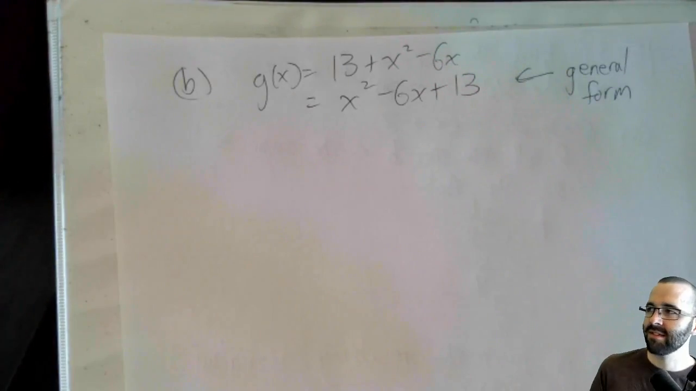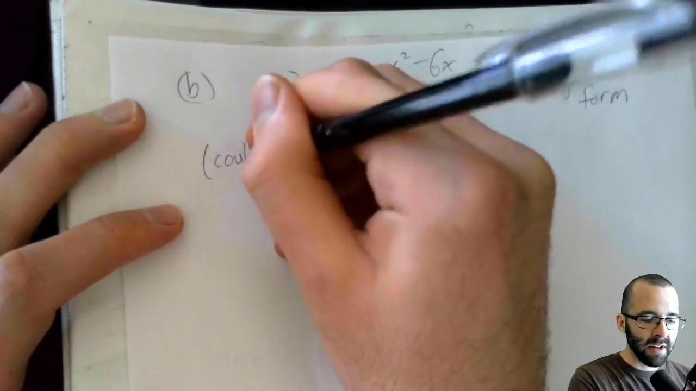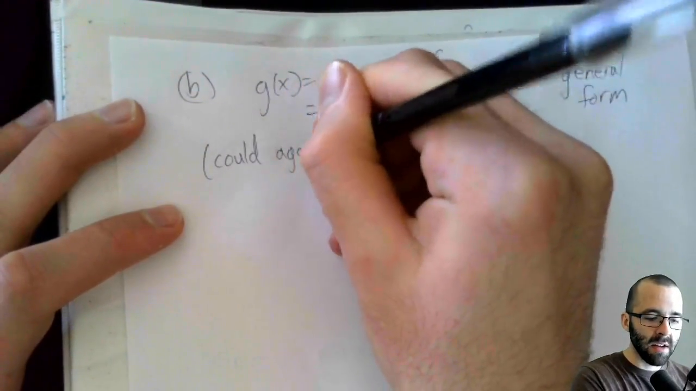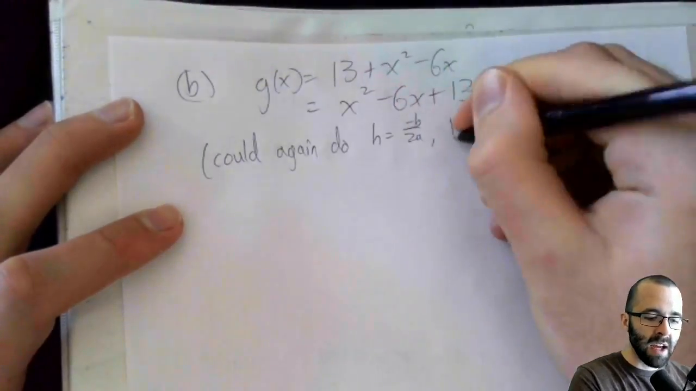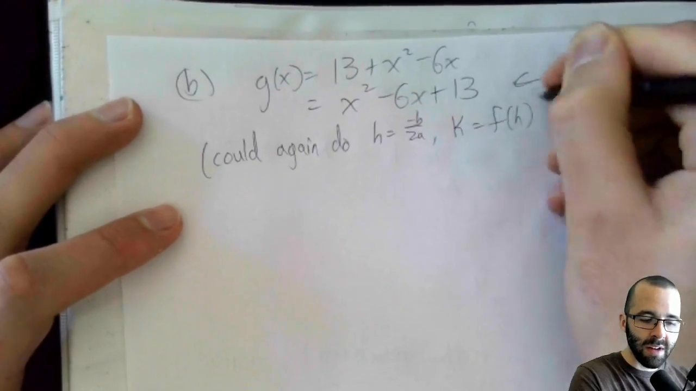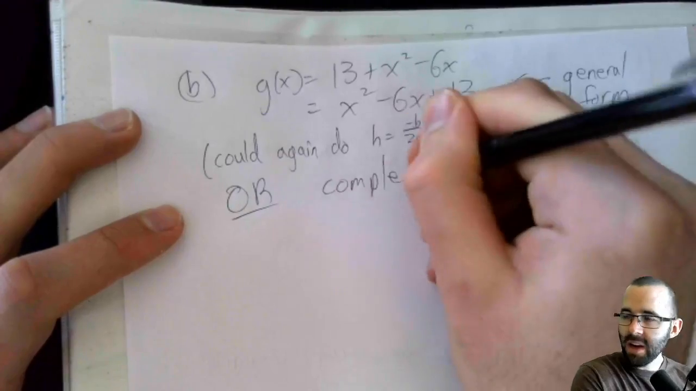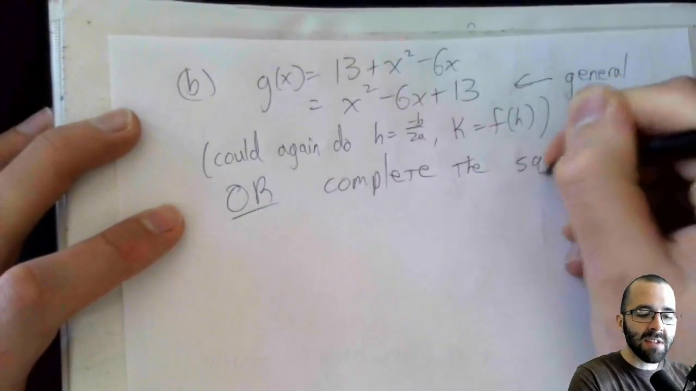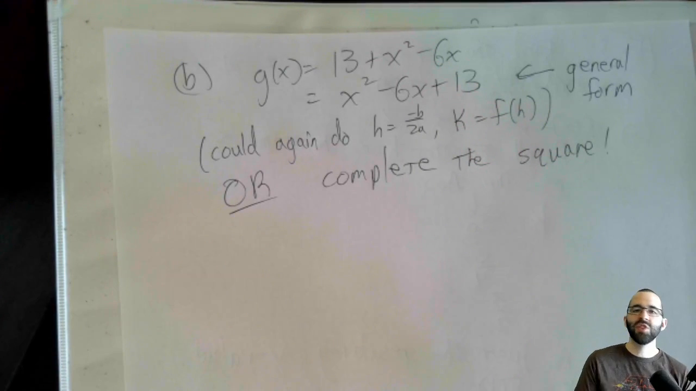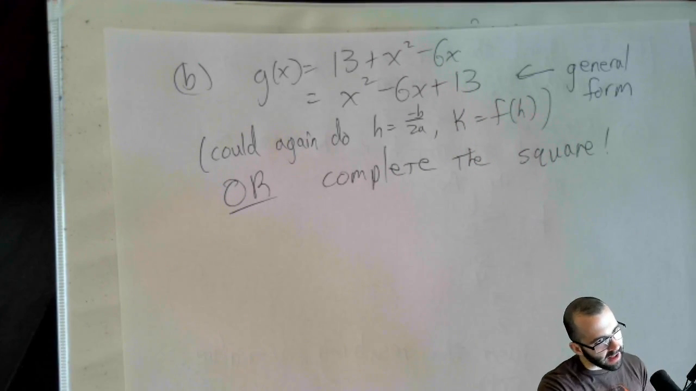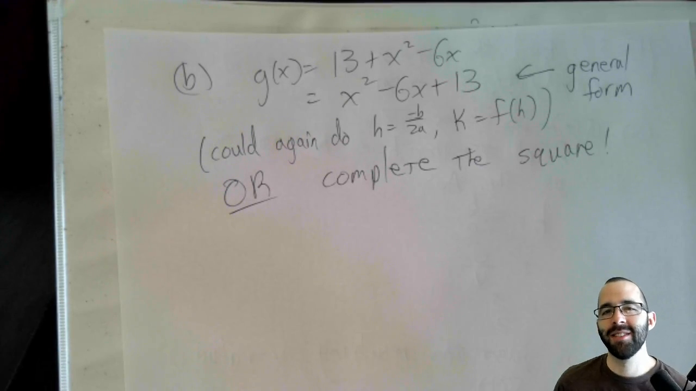Okay. So you can also, right, could, again, do the fact that h is going to be negative b over 2a, and k is just going to be f of h. Or, you could complete the square. And it is up to you which method you want to use. I just want to show you one of each, so you can say, I like that one better. Or, I like that one better. You get the freedom.